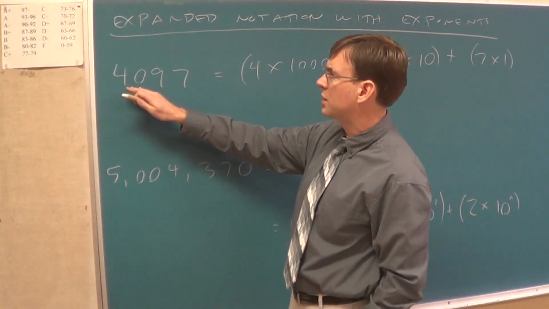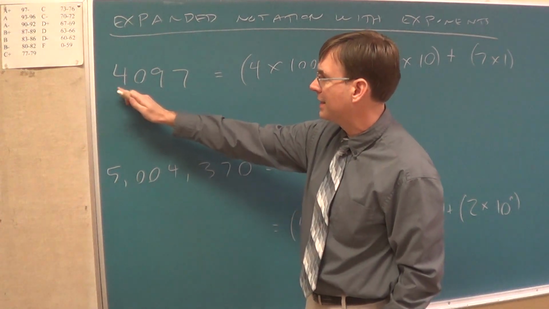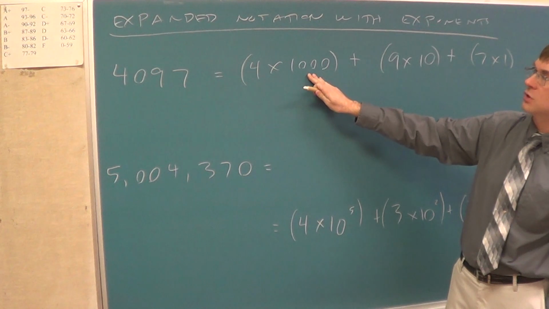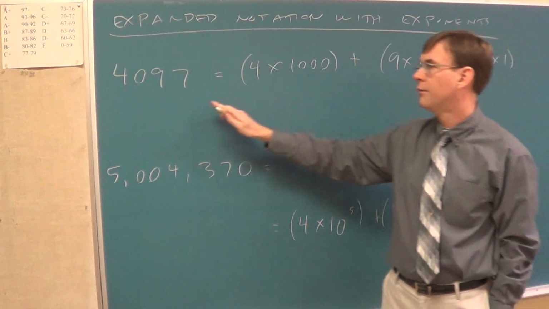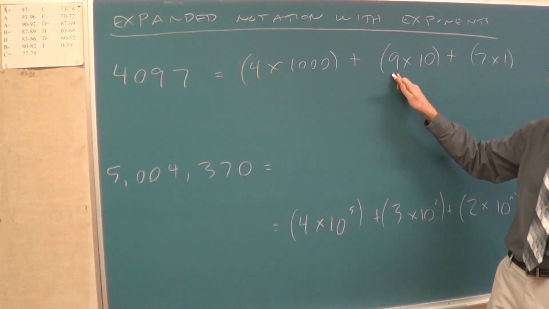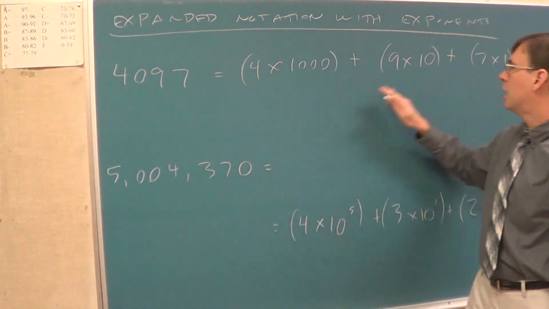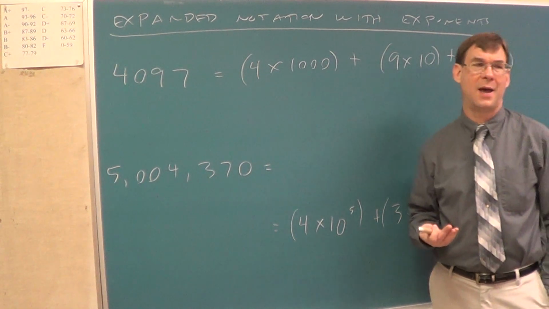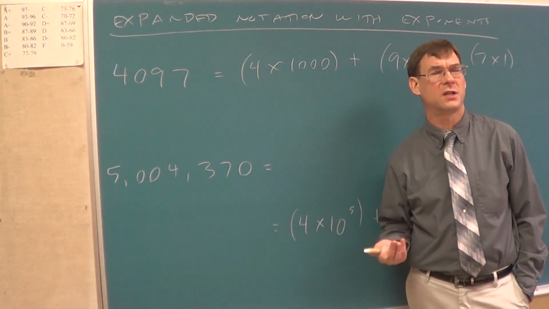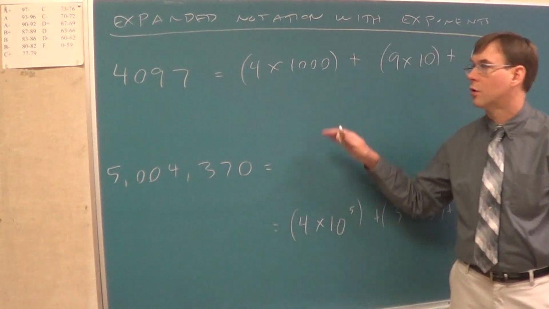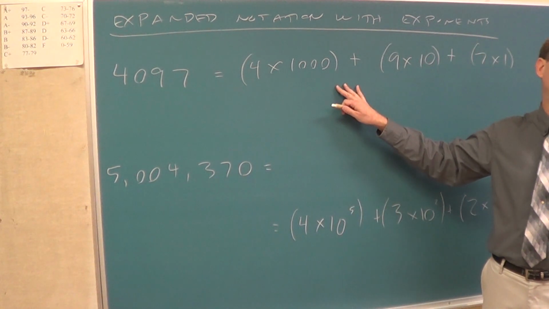What we used to do with expanded notation, we would take each digit, like 4, times its place. That was in the thousands place, so we did 4 times 1,000. We'd ignore zeros. 9 is in the tens place, so we did 9 times 10. 7 was in the ones place, so we did 7 times 1. When we were learning place values, it helped us practice on place values, essentially. Question about what we did?